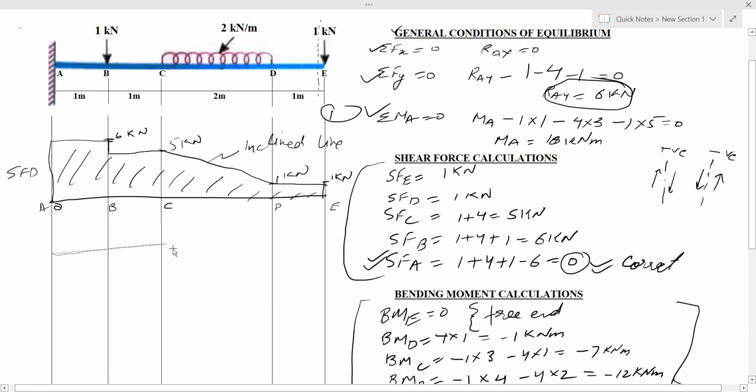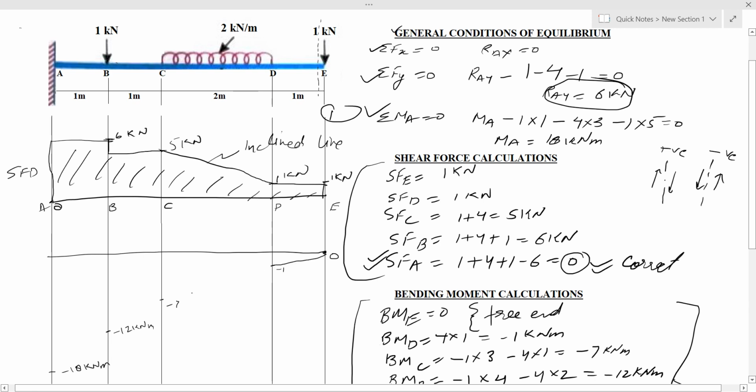Now we will draw the bending moment diagram. For bending moment diagram, at point E, bending moment is 0. At point D, bending moment is minus 1. At point C, bending moment is minus 7. At point B, bending moment is minus 12 kilonewton meter. And finally, it is minus 18 kilonewton meter at point A. So now we'll join the points.